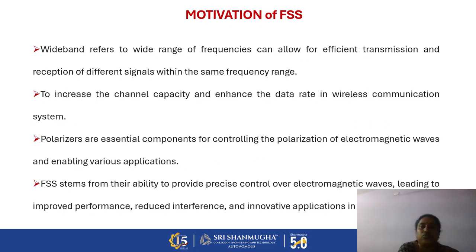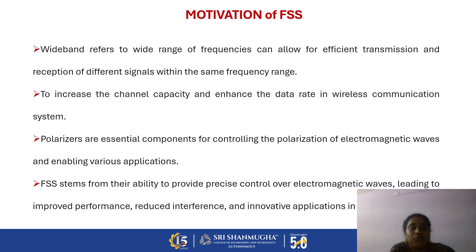Next one, motivation. In motivation, we are covering wideband frequency ranges. Wideband refers to a wide range of frequencies, and it allows efficient transmission from source to destination within a specified frequency range. In filters, we are using only the band stop and band pass filter. That means we are rejecting some electromagnetic signals in the specified band, and we are passing some electromagnetic signals at the particular frequency. This is the main motivation of the FSS, and mainly we are going to increase the channel capacity and enhance the data rate in the wireless communication system.